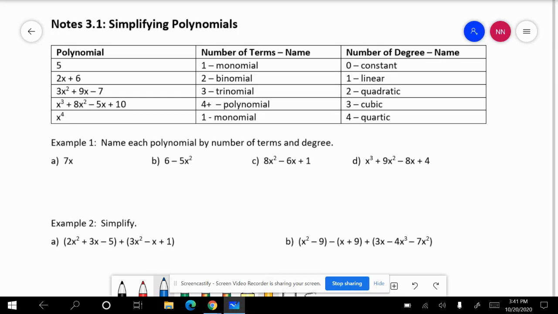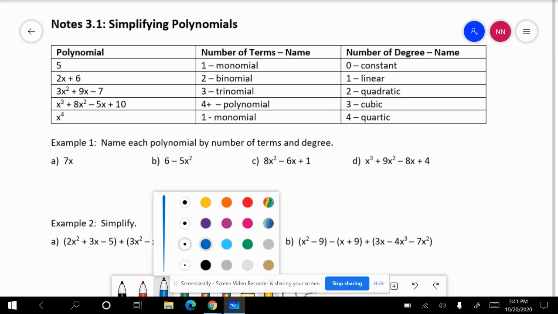What we're going to do is look at simplifying polynomials. But before we simplify polynomials, we need to know the names of polynomials. There's two different ways that we classify polynomials. One is by the number of terms, and the other one is by the number of degrees.